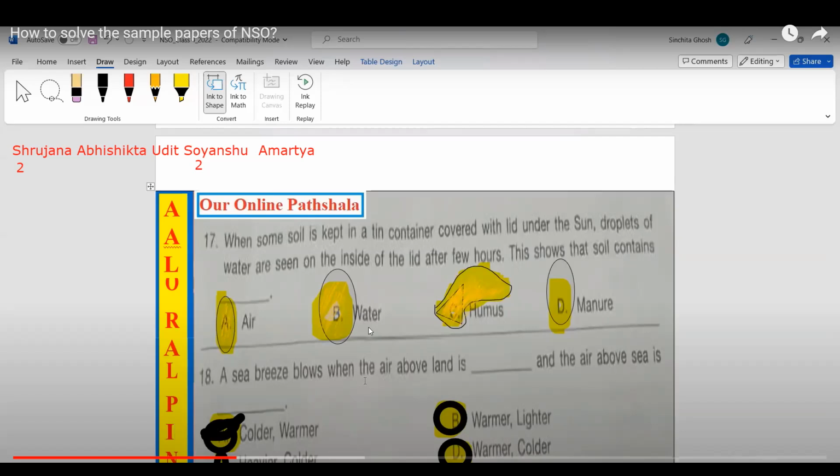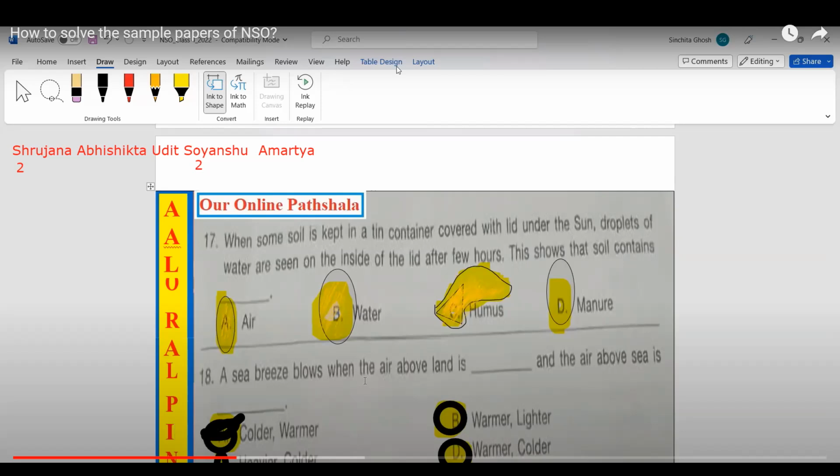It is because of the humus, because we put humus in the soil to make it fertile. Humus is made from plant leaves and other parts of the plant, by decomposition by microorganisms. And so we can see the water droplets on the lid. Is it clear, beta? And sunlight actually helps in the decomposition with the help of the microorganisms.